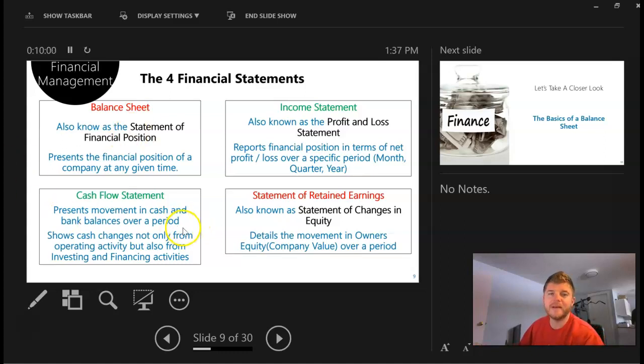Cash flow statement, while technically not something that is seen as much, because usually when someone's looking at financial statements, they want to look at the balance sheet, the income statement, and the statement of retained earnings. Rather, the cash flow statement is basically how we pay for things. So this shows how cash changes not only from operating activities, but from investing and financing activities.